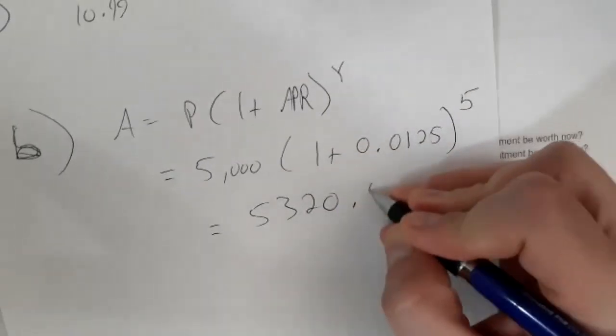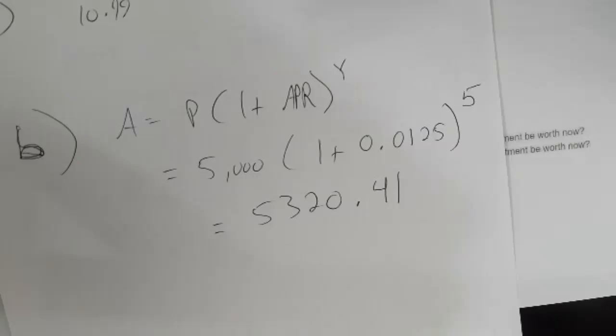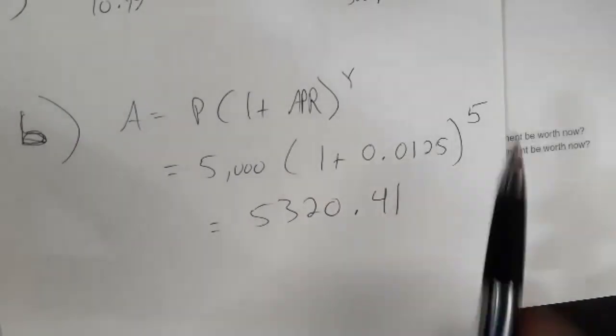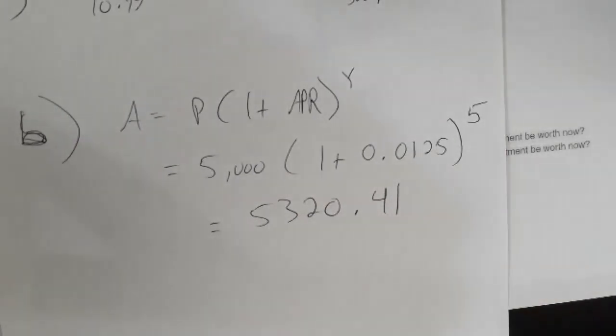5,320.41, I believe, is what you should get out of this. So we want to add these, then do the exponents, and then do the multiplication. So there's 3 things I'm doing there. Let me double check, make sure. This is part B, 5,320.41. That's it.